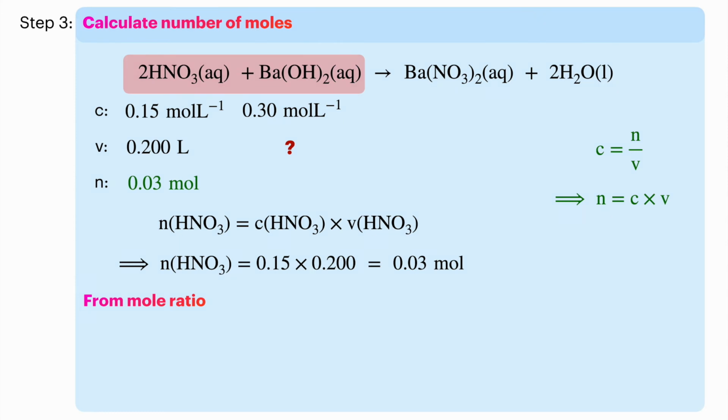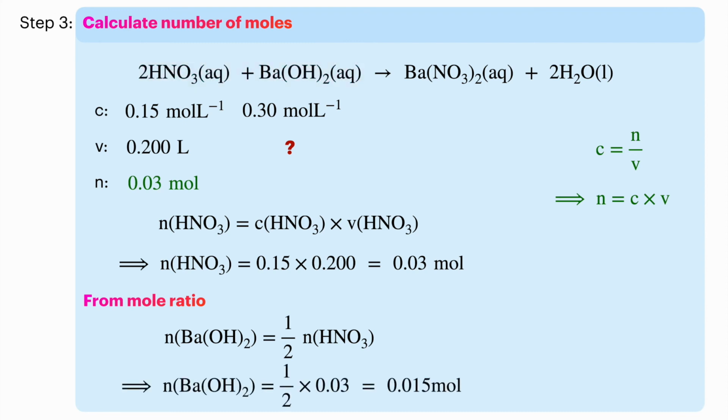From the balanced chemical reaction, we notice that the number of moles of barium hydroxide are half of that of nitric acid. Let's just plug in the value of the number of moles of nitric acid calculated previously to get to the number of moles of barium hydroxide.